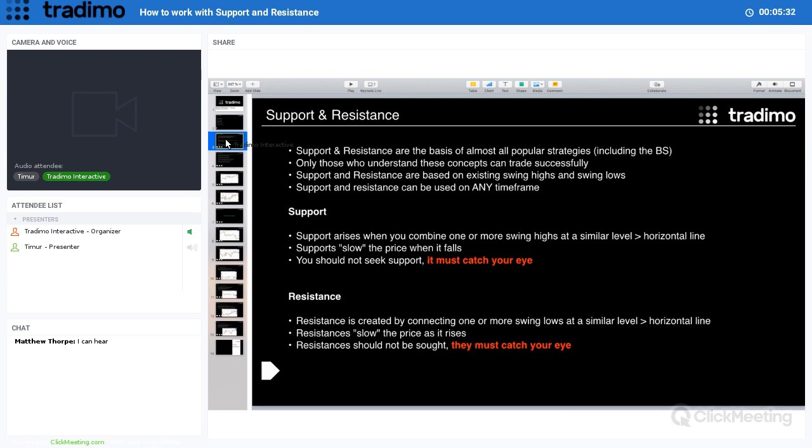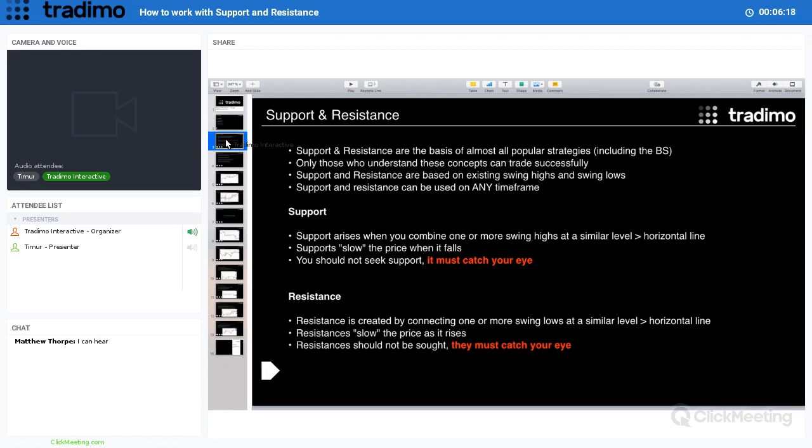Support and resistance are based on existing swing highs and swing lows. You could see this on the tick chart, but of course it makes no sense to use a tick chart these days. That was maybe an opportunity 10 or 20 years ago, but these days it is not so useful and not recommendable to use a tick chart for trading. But on all other time frames, the minute chart, 5 minute chart, hourly chart, and so on, every time frame you can imagine, you can apply support and resistance trading.